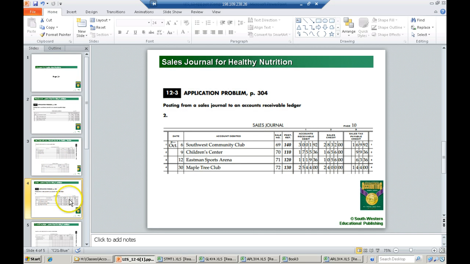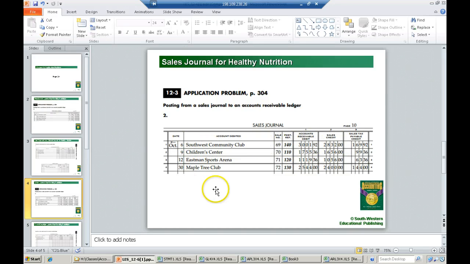12-3, we're taking the sales journal, and now we're switching from accounts payable to accounts receivable, which is customers that owe us money. So these are the customers that we sell to. They owe us money, hence there's a sales tax involved and the total amount of what they owe us. So let's take a look at the sales journal.